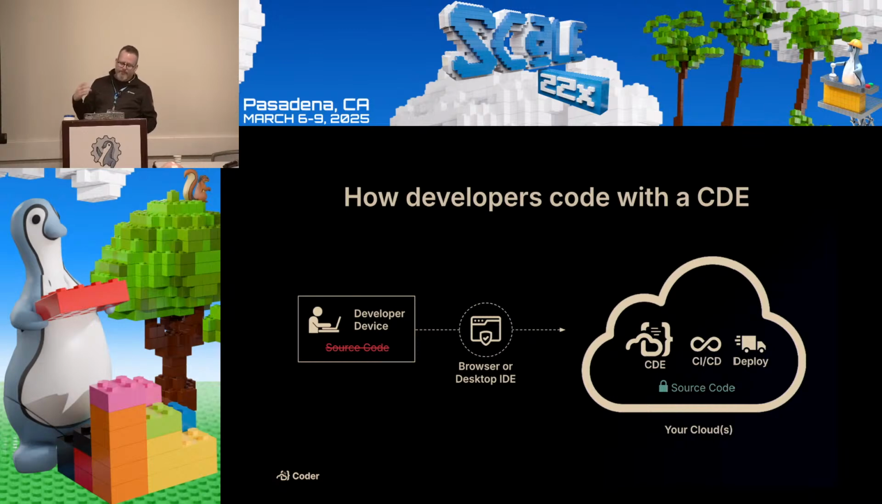With a CDE, you're removing all that tooling and, more importantly, all the source code off of the developer's device, and you're moving it up into a cloud instance, and they're just going to access that with their IDE. That could be a browser-based IDE or any local IDE that can do a remote connection. And you see that the CDE gets moved up there with the CI/CD and the deployment flows.